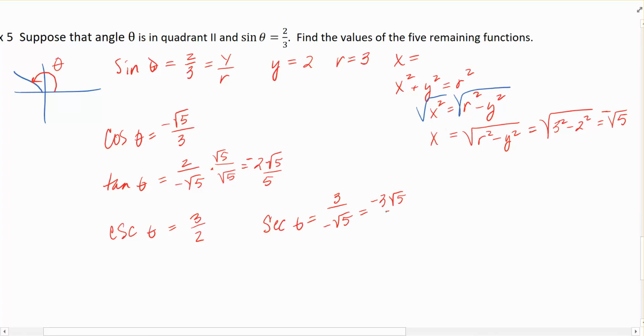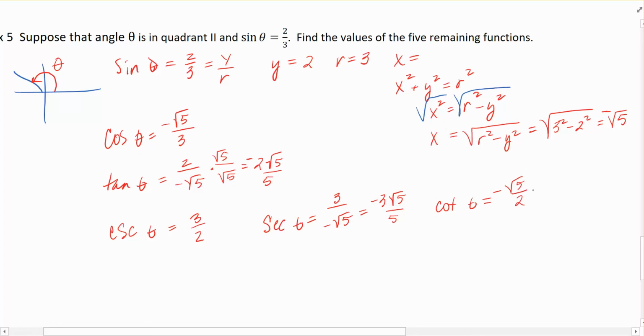square roots of 5 over 5, and then we have cotangent of theta, which would be x over y, or negative square root of 5 over y, which would be 2.